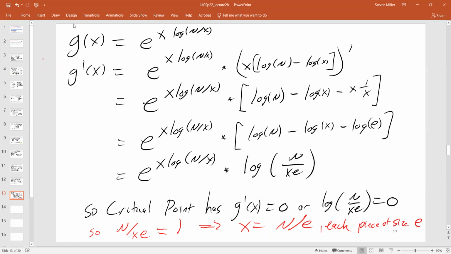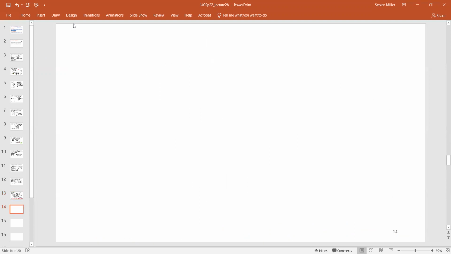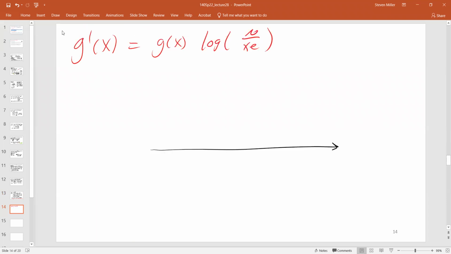Okay. The problem is we can't necessarily do this. But here's where things are very interesting. So g prime of x was equal to g of x times the log of n over xe. And this gives me an opportunity to talk about plotting functions. So here is the x-axis. And here is, say, g prime of x. And now we know when x equals n over e, the derivative is equal to zero.